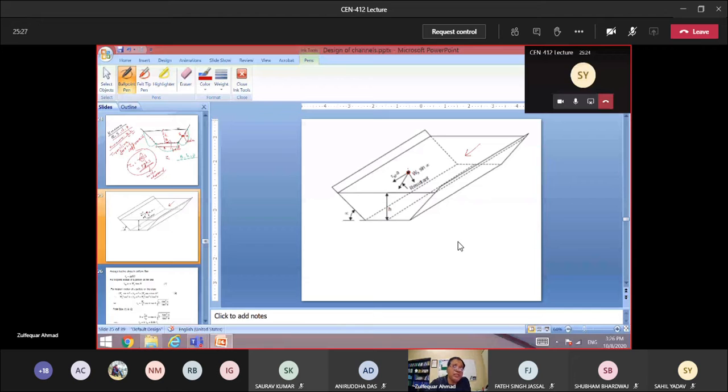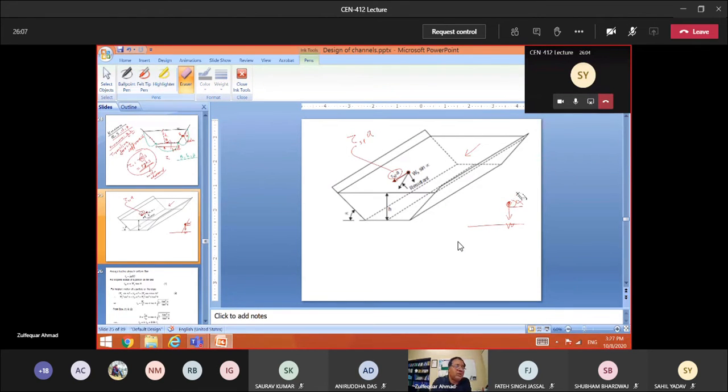This sediment particle, in the direction of the flow, will be subjected to shear stress, equal to tau SL into the area. And here is W sine alpha, where alpha is the side slope of the channel. So if you have a sediment particle here, this is the WS.